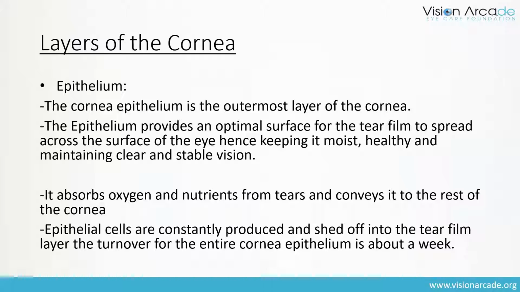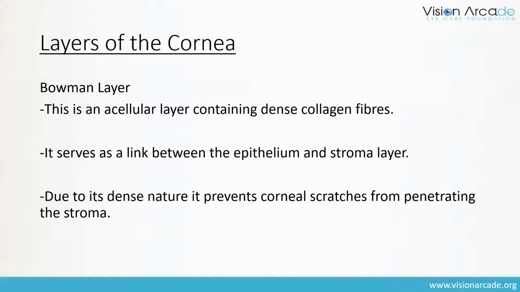And then it absorbs oxygen and nutrients from tears and transfers them to the rest of the cornea. Then epithelial cells are constantly produced and shed into the tear film layer, and the turnover for the entire corneal epithelium is about a week. So any injury on the epithelium of the cornea is easy to heal because it regenerates quite quickly. It's got a lot of nerves on it as well, which means that you could have pain when you have a scratch on your epithelium.